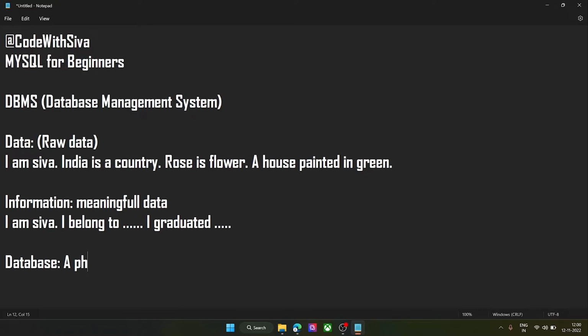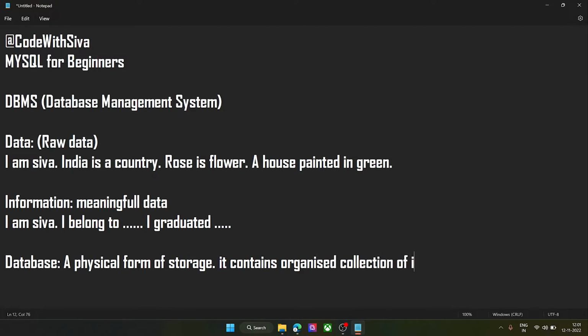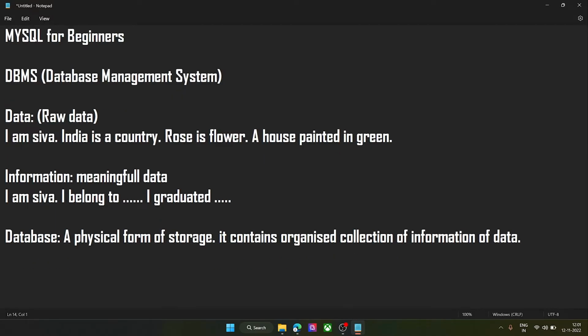A physical form of storage, or a space, that contains an organized collection of information or data, is nothing but a database. You have now got data, information, and database.